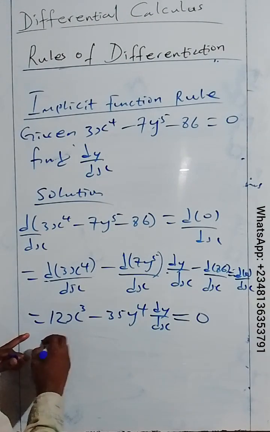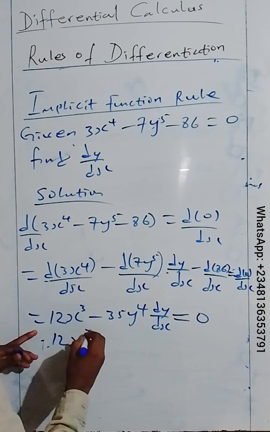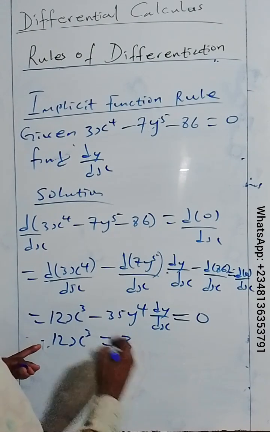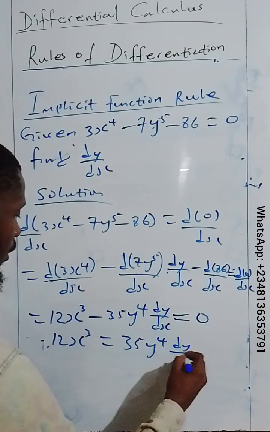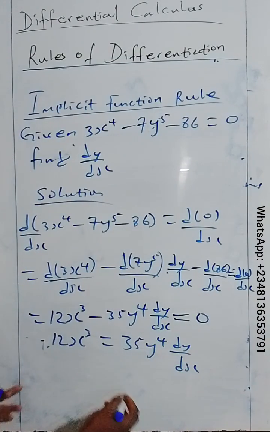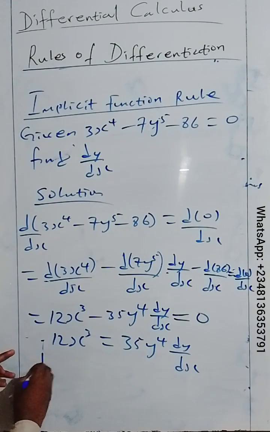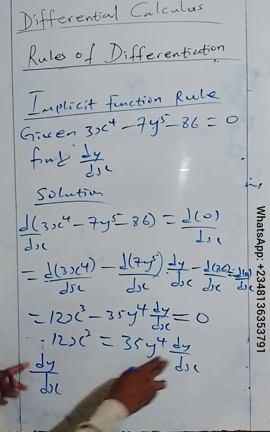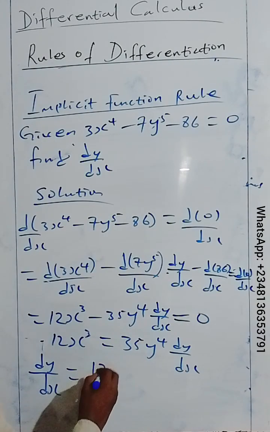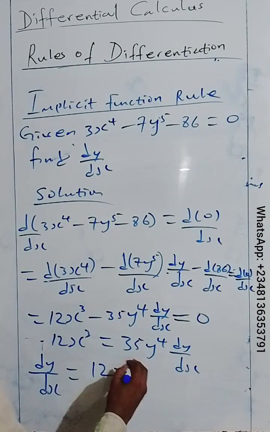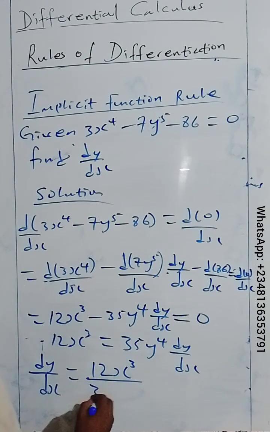Then we collect the like terms. We now have 12x raised to the power 3 equals 35y raised to the power 4 times dy/dx. We now have our dy/dx. You divide both sides by 35y raised to the power 4. So we have 12x raised to the power 3 divided by 35y raised to the power 4. This is our final answer.